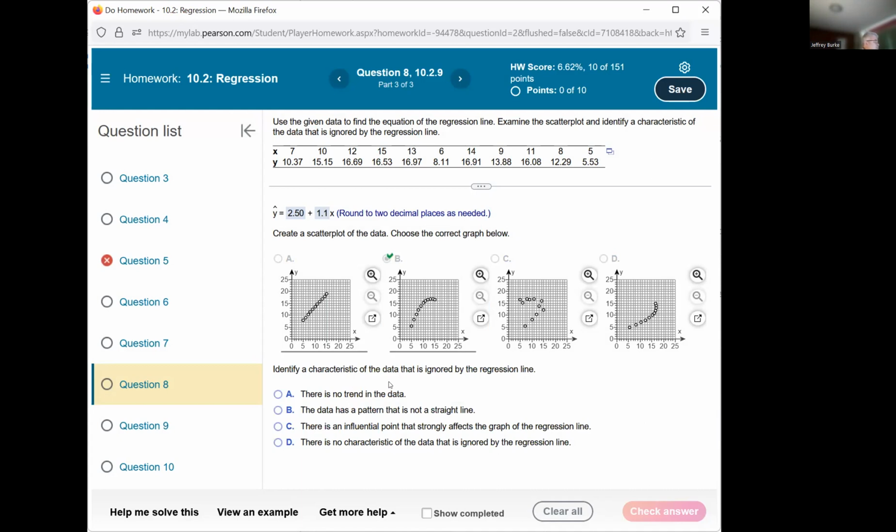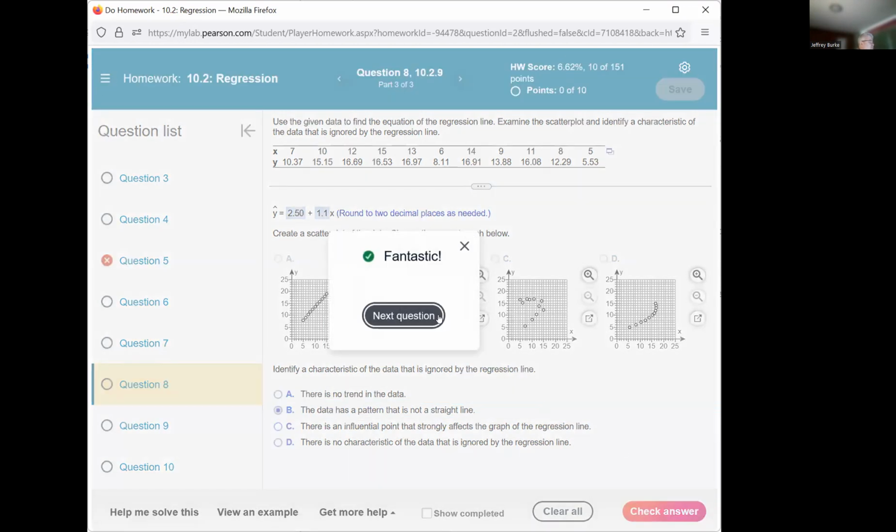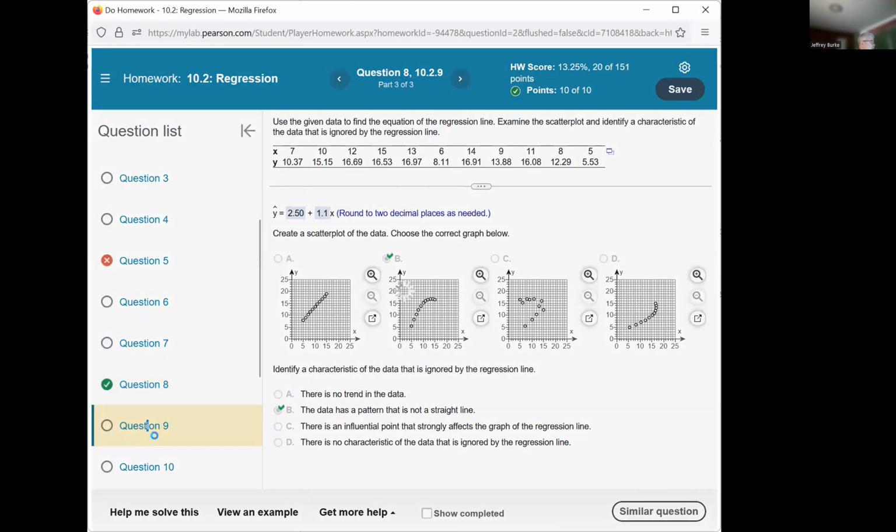It says identify a characteristic of the data that is ignored by the regression line. The data has a pattern. You can see that in the graph. That's not a straight line. It looks parabolic almost. Okay. Well, that's the kind of answer we're looking for there. Okay. So let's see. You have time for maybe one more question.